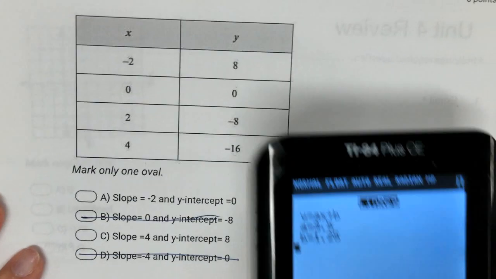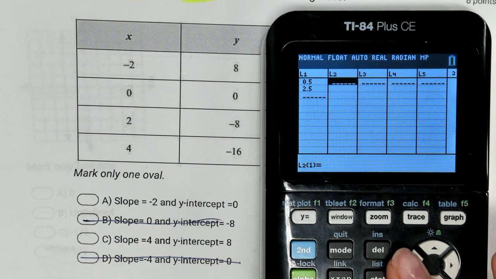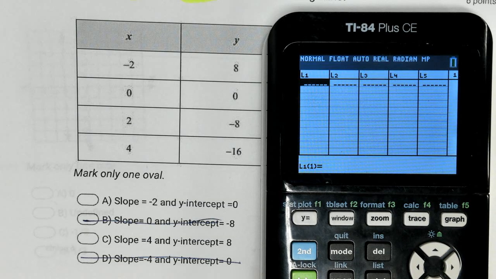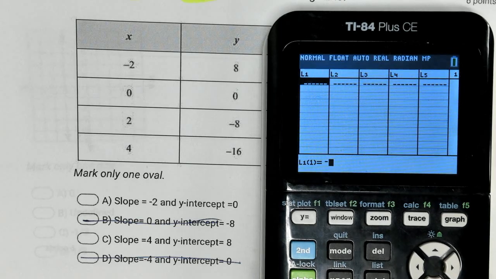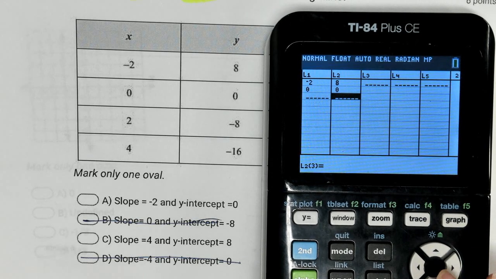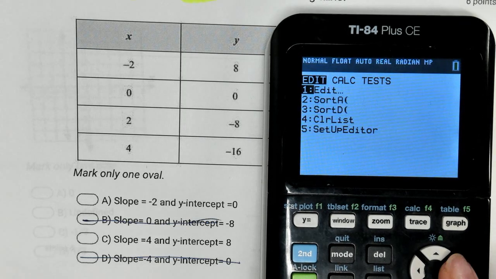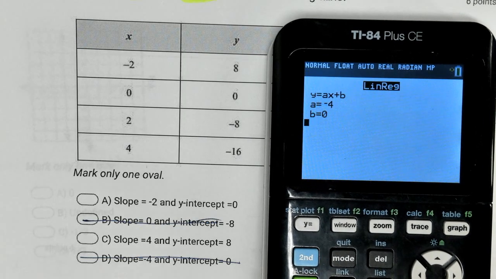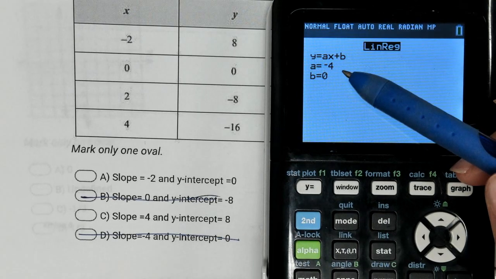Now I'm going to have to go to Stat to get the slope. So I'm going to type in at least 2 coordinates. Remember, you don't need more than 2. -2, 0, 8, and 0. If you want to put the whole table, that's perfectly fine. Go to Stat Calc, option 4. What is the slope? -4.